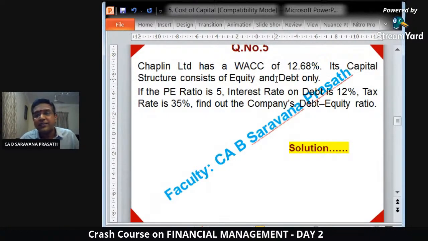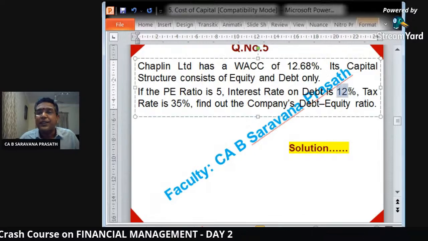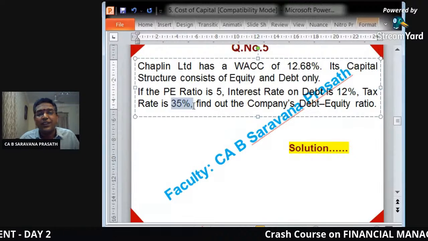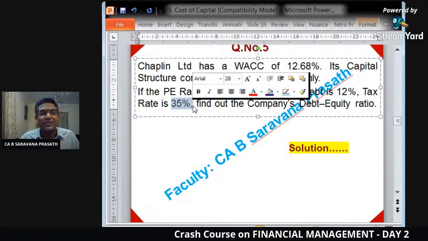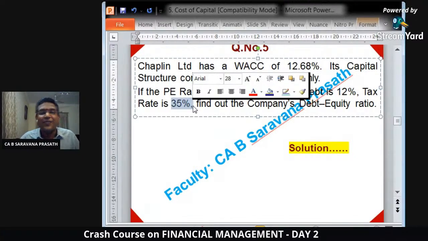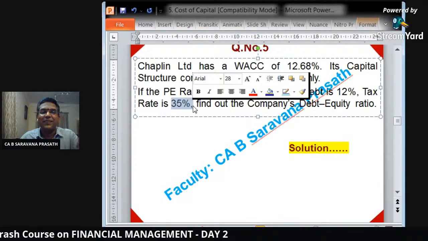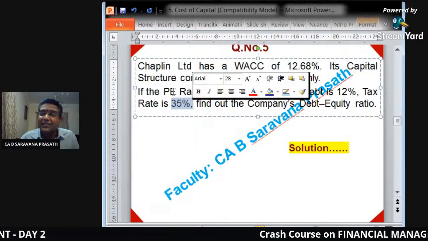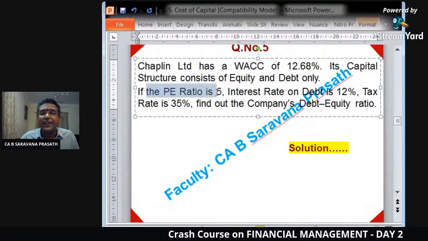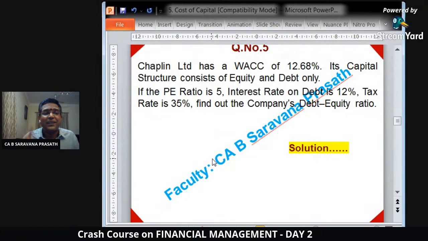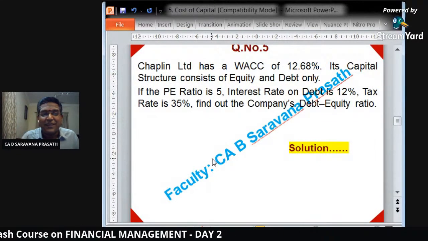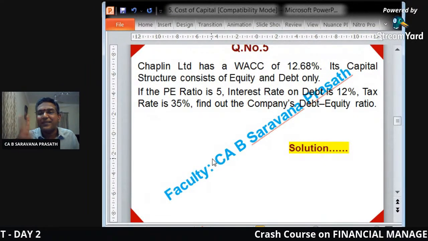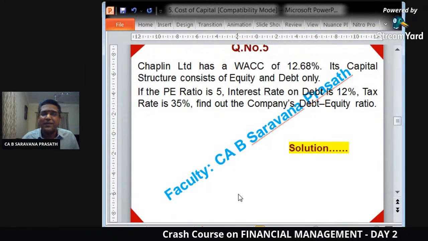We will start with the numbers that we know. Interest rate on debt is 12, tax rate is 35. So cost of debt is interest into 100% minus tax rate, 12 into 100 minus 35, 7.8%. One calculation is over. Cost of equity: P/E ratio is 5 times. Therefore, 1 divided by 5. Remember the initial discussion. So KE is equivalent to 20%.